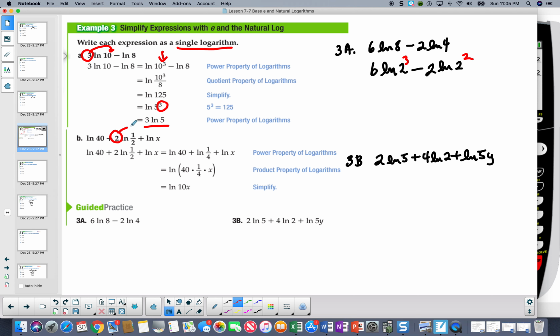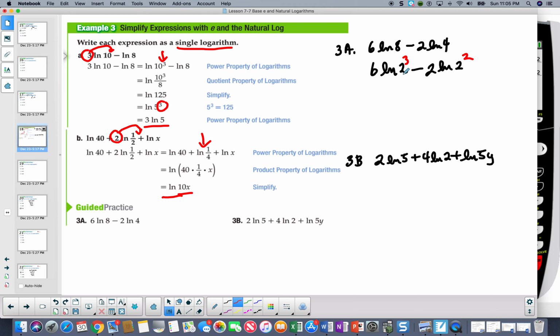We want to bring this to an exponent. 1/2 to the second power is 1/4. All of these are pluses, so the sum of the logs is the log of the product, and here's our single logarithm. We're going to do this problem here.